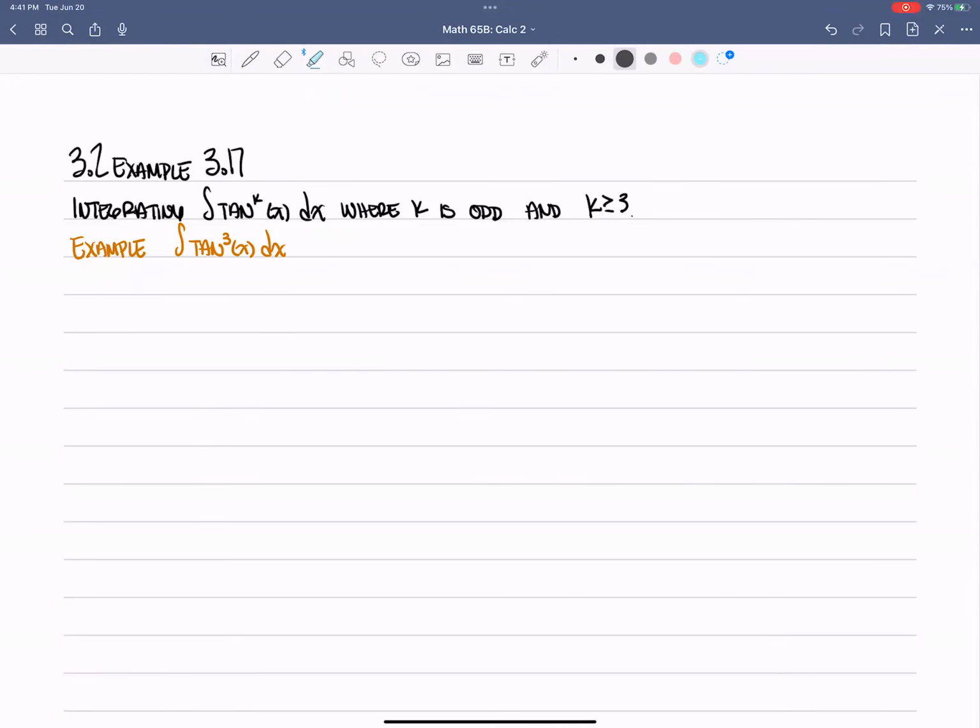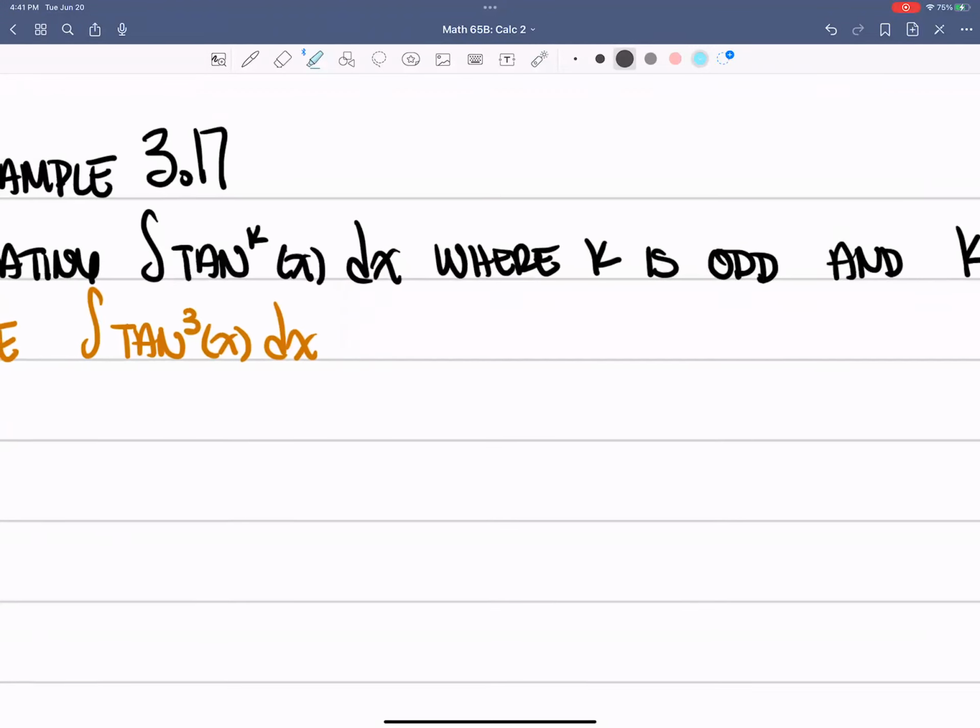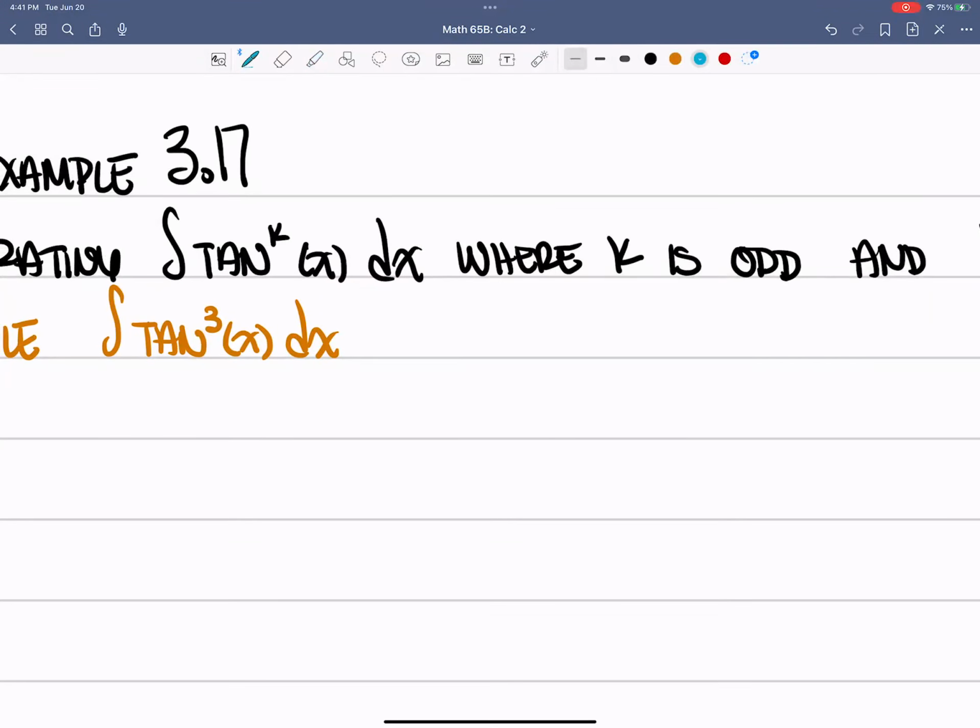Section 3.2, example 17, integrating tangent to the power k where k is odd and greater than or equal to 3. All right, I feel like this is going to take a little bit of finessing. So when in doubt, we could differentiate tangent, and we end up with secant squared. But I don't see a secant squared here. Let's turn these into sines and cosines, see if we see any sort of pattern here.